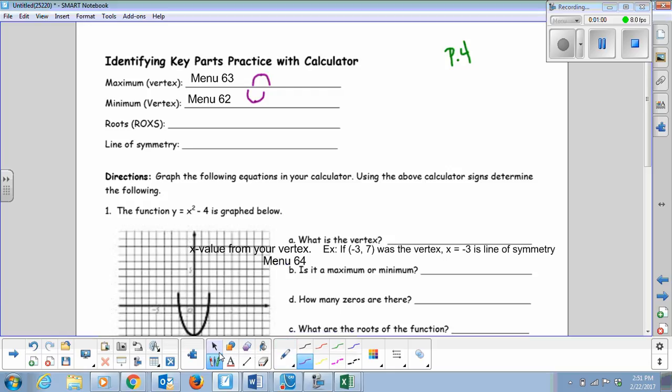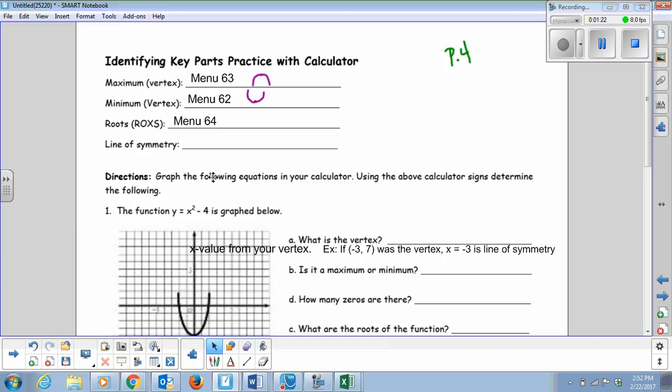For your roots, we're going to use menu 6.4. And remember that roots are the same thing as zeros, x-intercepts, and solutions. You need to know all 4 words for that. So roots, zeros, x-intercepts, and solutions.